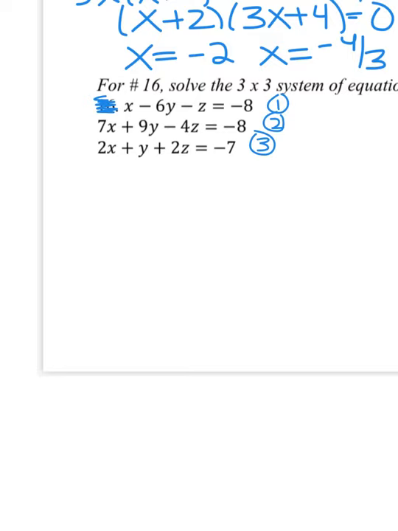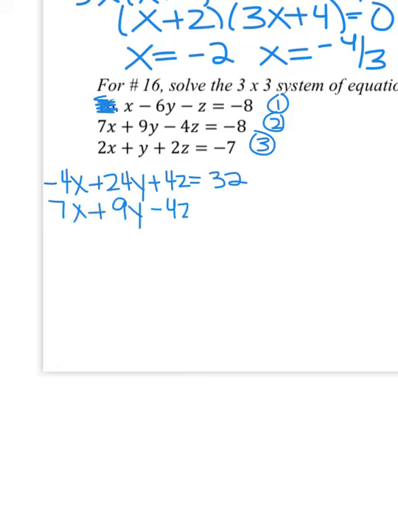So for equations 1 and 2, I'm going to multiply the top equation by a -4. That way I'm going to cancel out the z's. So -4x plus 24y plus 4z equals 32. And then for the bottom, that's going to stay the same. The whole point is that these cancel out. So this is now 3x plus 33y equals 24. That's equation A.